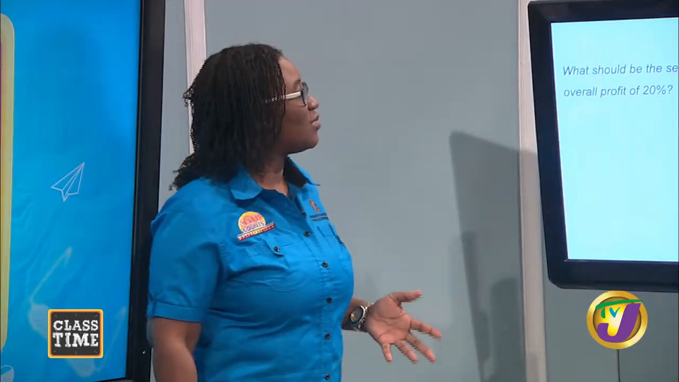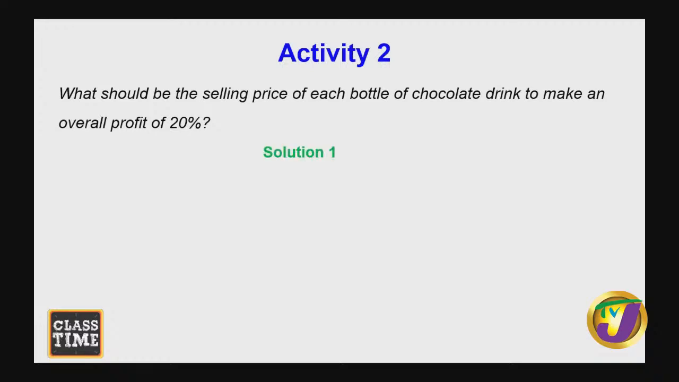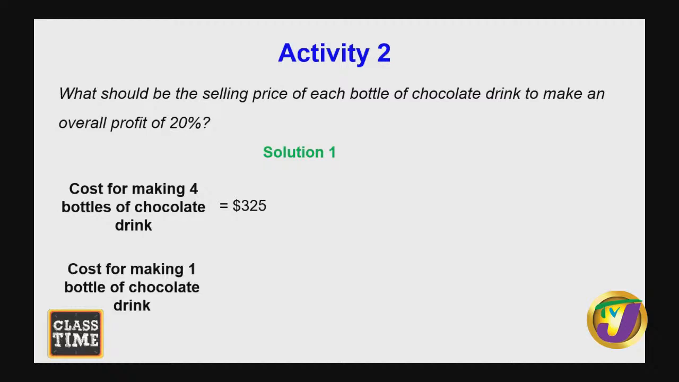All right, so let's talk about this. We're going to be taking 2 approaches to this particular question. So we know already from the previous calculation that the cost for making 4 bottles of chocolate drink is $325. They're asking about the selling price for each bottle, and that simply means for 1 bottle. So I want to figure out first, what's the cost for making 1 bottle of chocolate drink?